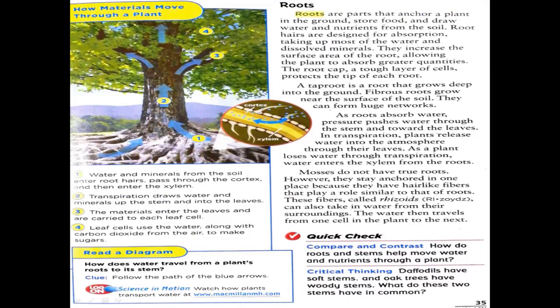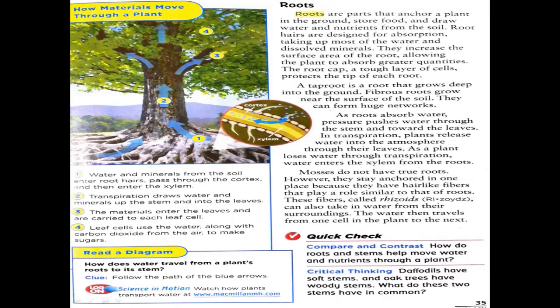Roots are the parts that anchor a plant in the ground, store food, and draw water and nutrients from the soil. Root hairs are designed for absorption, taking up most of the water and dissolved minerals. They increase the surface area of the root, allowing the plant to absorb greater quantities. The root cap, a tough layer of cells, protects the tip of each root, which you can see here.